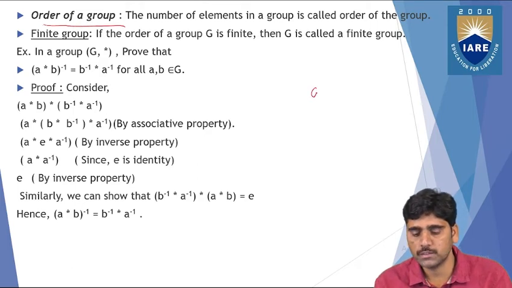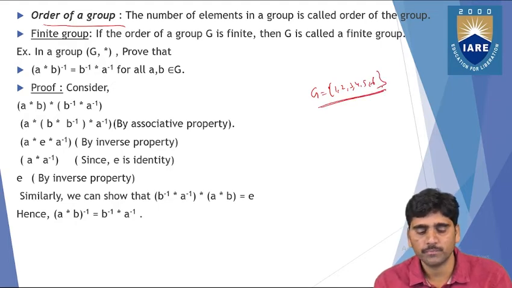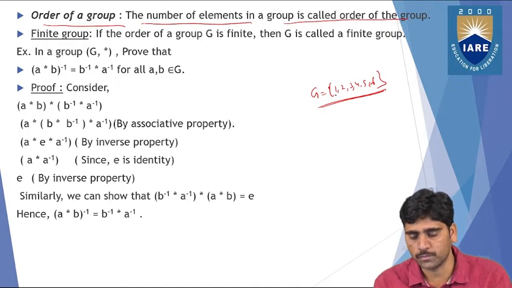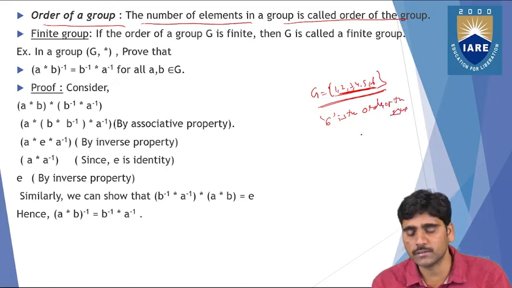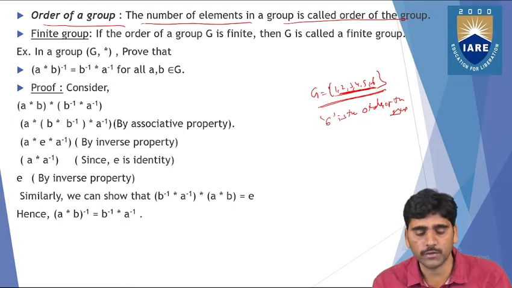So a group G equals {1, 2, 3, 4, 5, 6}. And this is a group, and the number of elements in a group is called the order of the group. So how many elements are there? 6 elements are there, so 6 is the order of the group. The definition indicates that the number of elements in the group is said to be the order of a group.